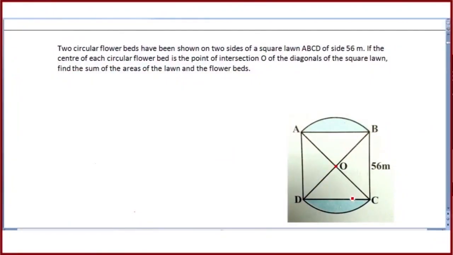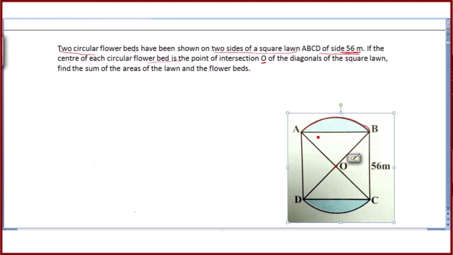In this question, we have two circular flower beds on two sides of square lawn ABCD, and the side of this square lawn is 56 meter. If the center of each circular bed is on the point of intersection O, this O will act as the center for this circle. This arc is part of the circle which has center O. Find the sum of areas of the lawn and flower beds.